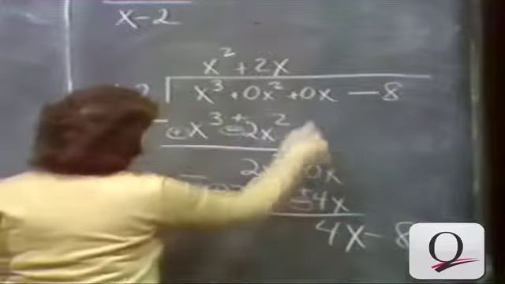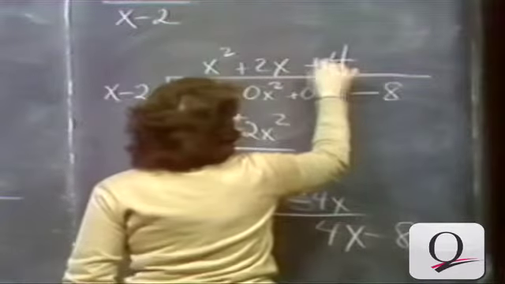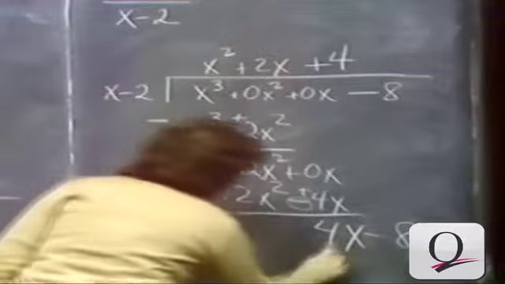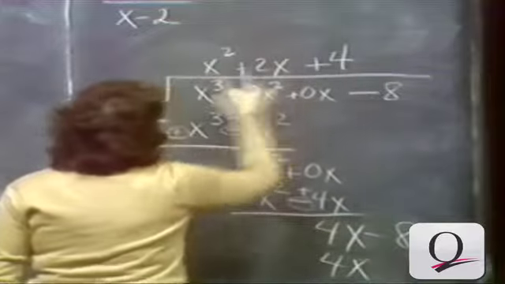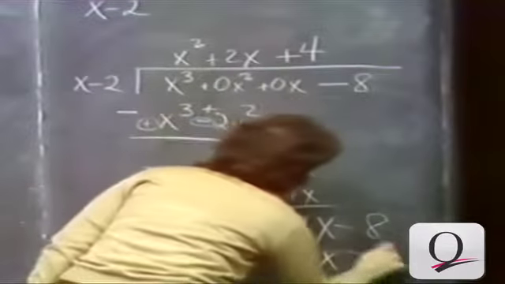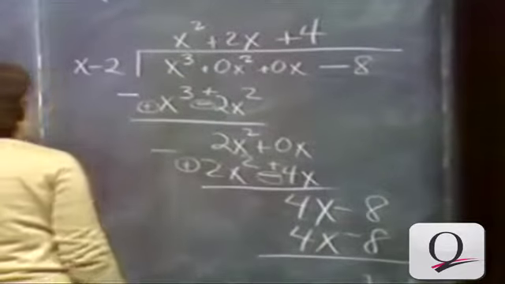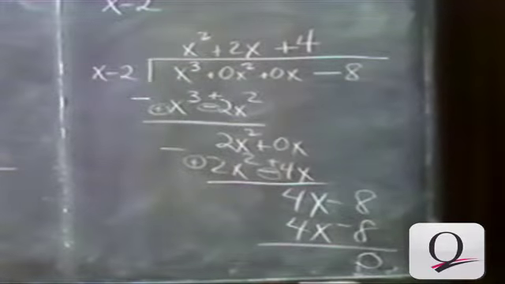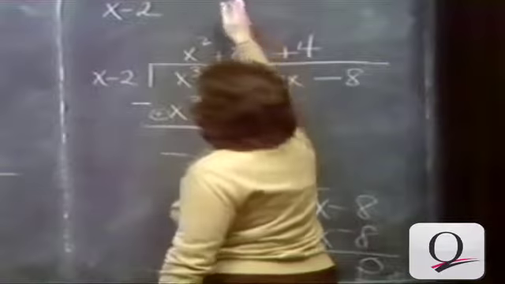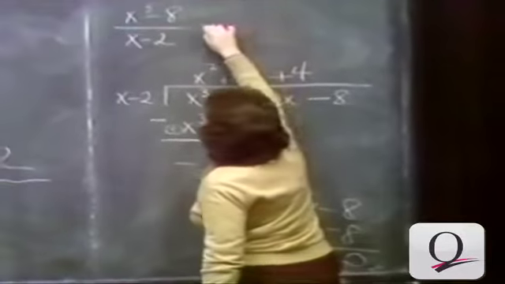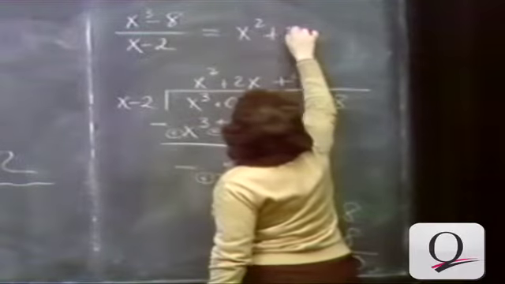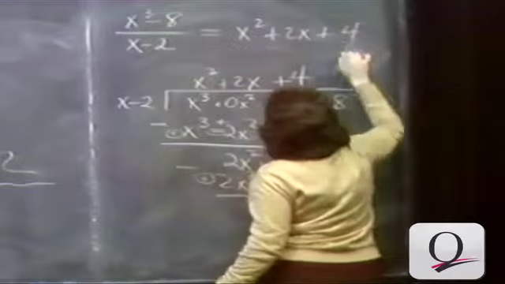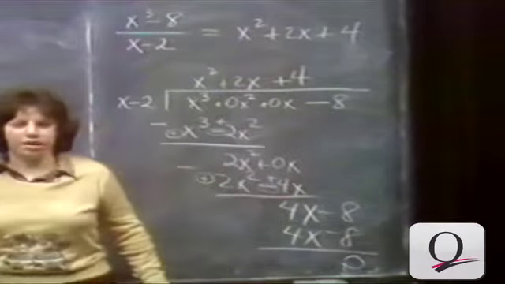X goes into 4x 4 times. 4 times x. Take away 4 times 2. You get 4x minus 8. And when you subtract, of course, you just get 0. No remainder. The answer for x cubed minus 8 over x minus 2 is just x squared plus 2x plus 4. And that brings us to the end of this tape.